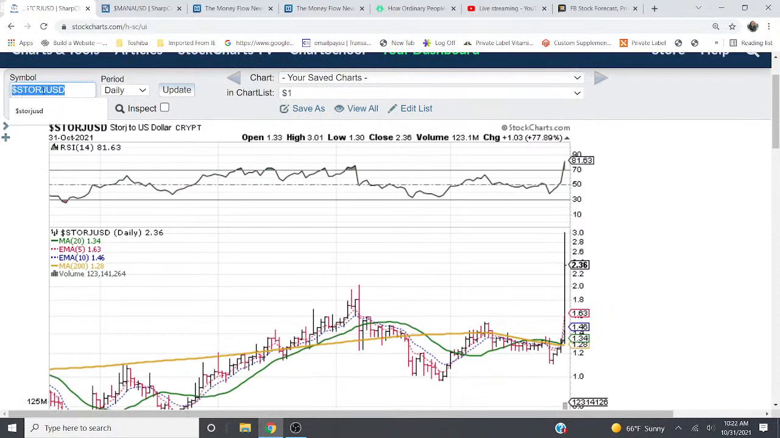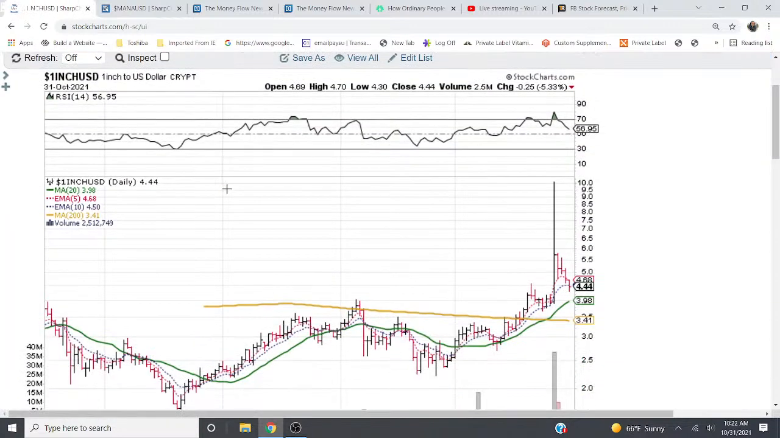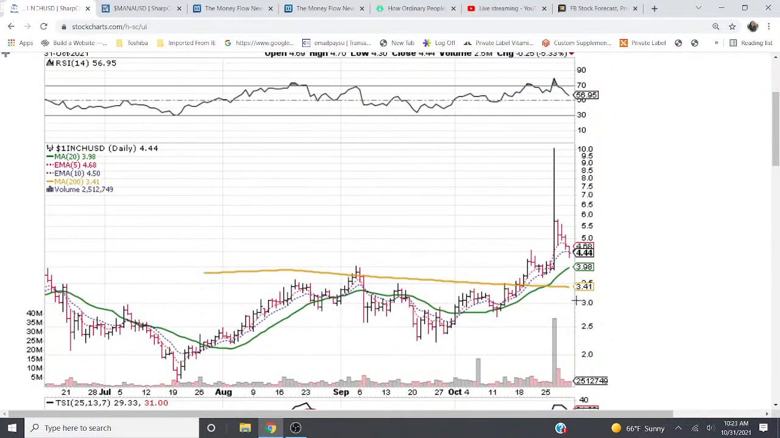What else did we have breaking out? Crypto's been killing it, man. 1inch. Look what happened. RSI went extreme, ran up, and what happened? Price comes back. We expect it to come back. Pretty cool, right? So when you see this going extreme, do you buy it? No. A lot of people do.